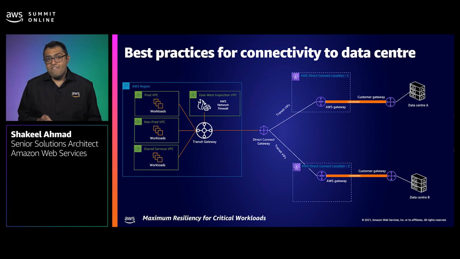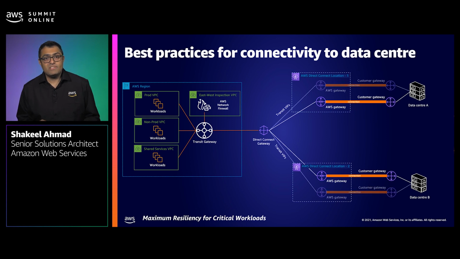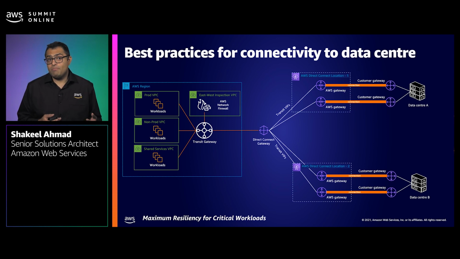Now, even though we have multiple Direct Connect to 2 different locations, to achieve maximum resiliency, best practice is to have multiple devices on premises as well as on AWS side. Such topology actually provides you resilience to device failures, connectivity failures, and even complete location failures, right?